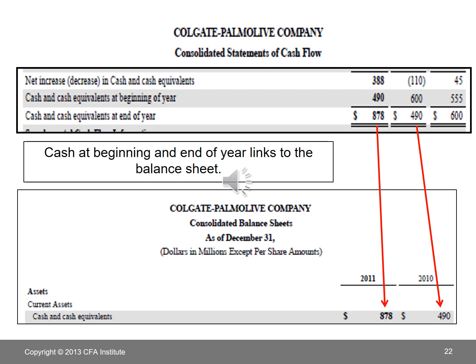Now, this slide shows the bottom few lines of Colgate's statement of cash flows that we covered in the previous slide, and the top line of Colgate's balance sheet. So the amount of cash at the beginning and at the end of the year directly links to the balance sheet, as you can see right here. The amount of 490 million was Colgate's cash balance at the end of 2010, which of course is also its cash balance at the beginning of 2011.